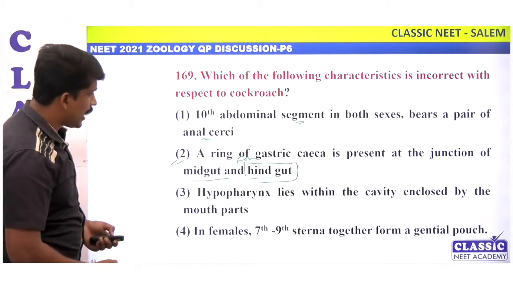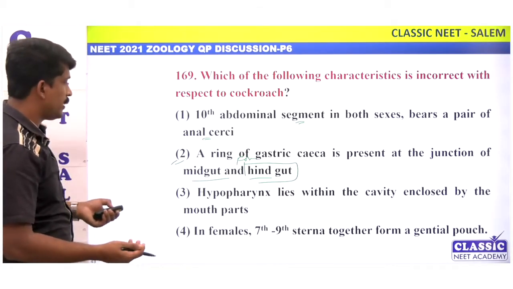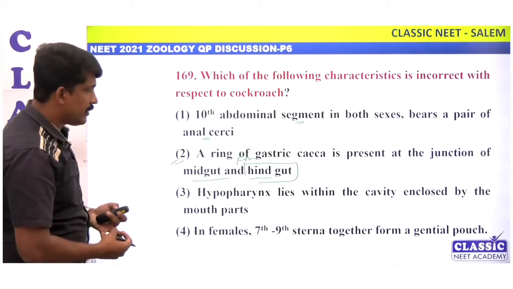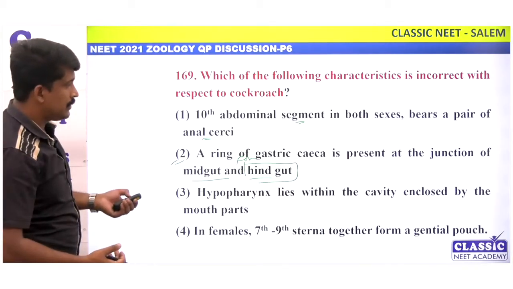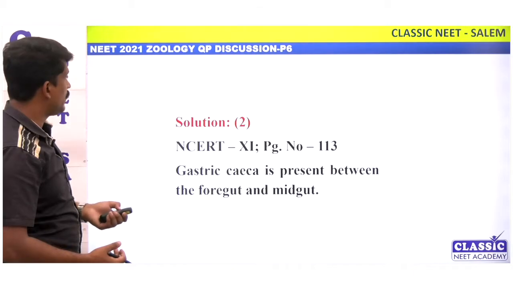Remaining, you can see the hypopharynx lies within the cavity enclosed by the mouth parts. In female, 7th to 9th sterna together form the genital pouch. Yes, that is also correctly given. So that is the option given.